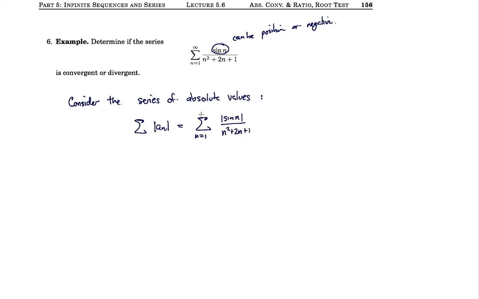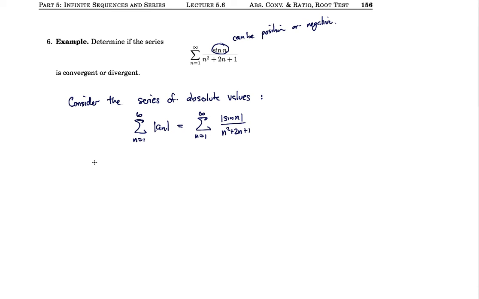Now the issue here is this sine of n can be positive or negative, depending on the n value. And it's not alternating. I mean, it may be positive a couple of times in a row, it could be negative a couple of times in a row. So it's not alternating. And the question is, does this series converge or diverge? So what we'll do is we'll consider the series of absolute values.